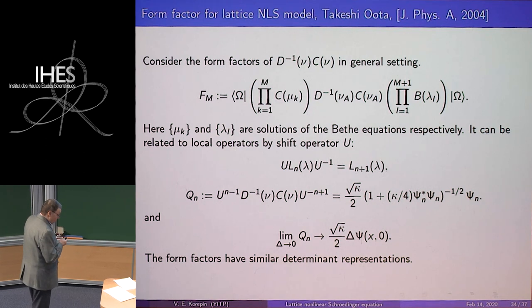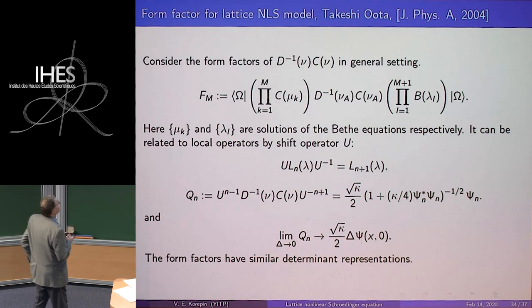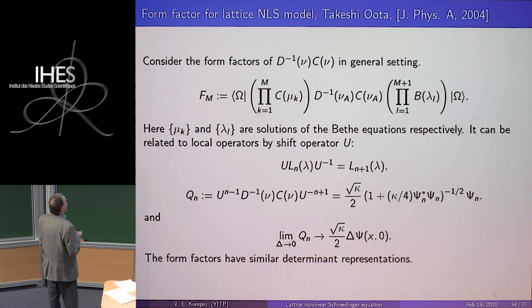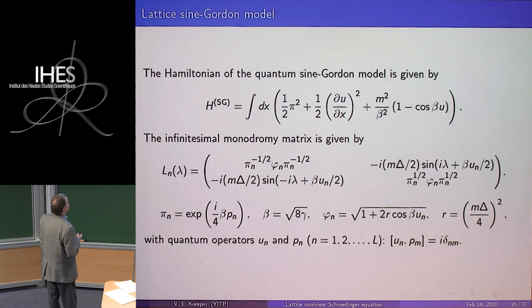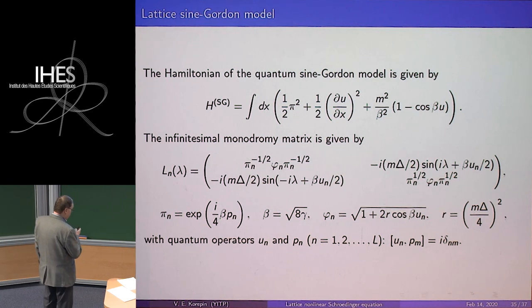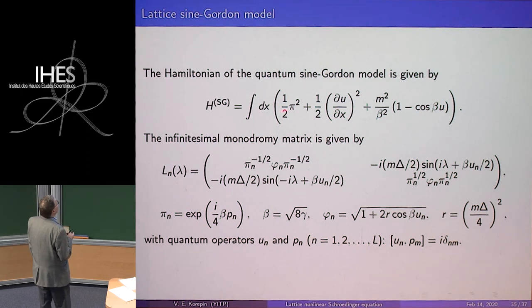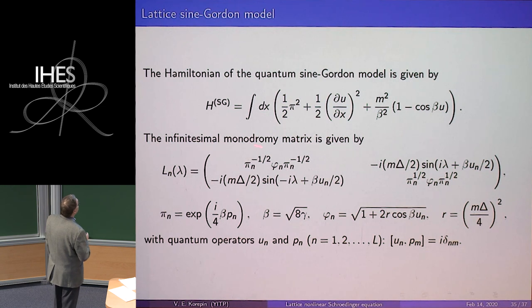So this is more or less the end of what I was going to say about nonlinear Schrödinger on the lattice. Maybe the last transparency: a similar calculation can be done for sine-Gordon. This is continuous sine-Gordon. And continuous sine-Gordon was solved by the algebraic Bethe ansatz and quantum inverse scattering method by Professors Takhtajan and Faddeev. But we have our own lattice version, which is interesting by itself.